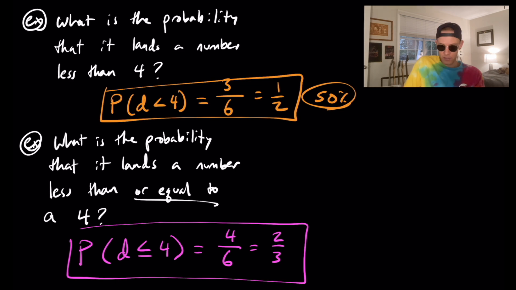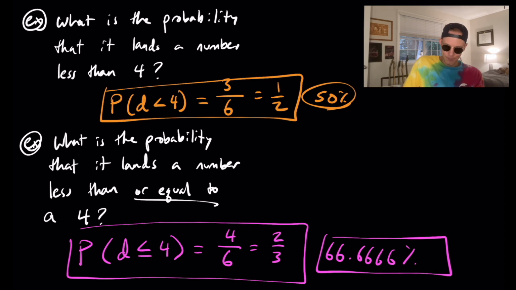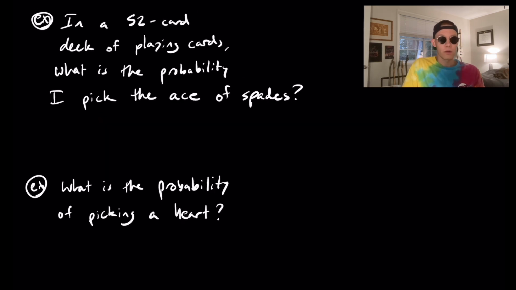Or if you want that as a percentage, just do 2 divided by 3 and then multiply by 100, and that'll give you 66.666 repeating percent. Another scenario where you'll see probability is playing cards.